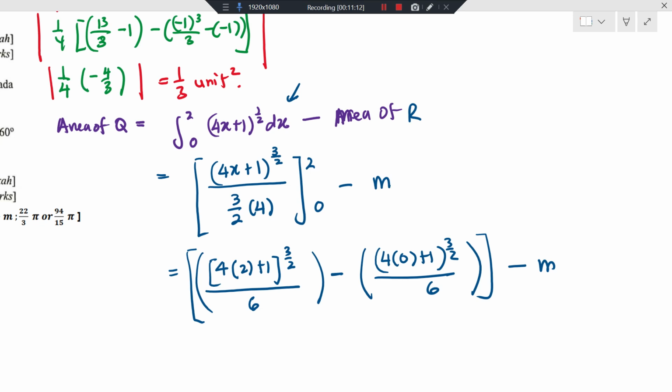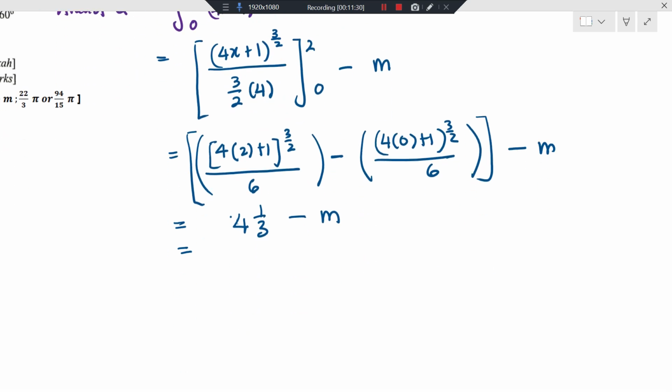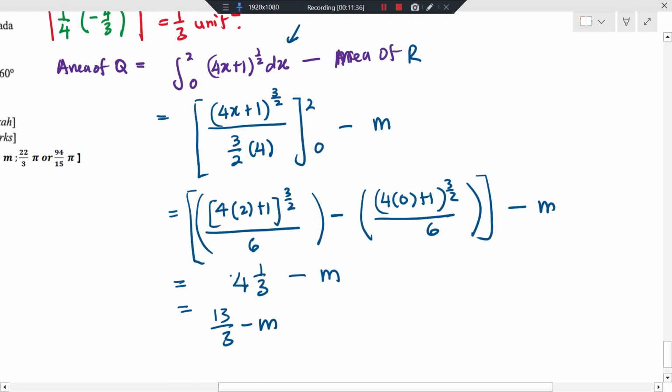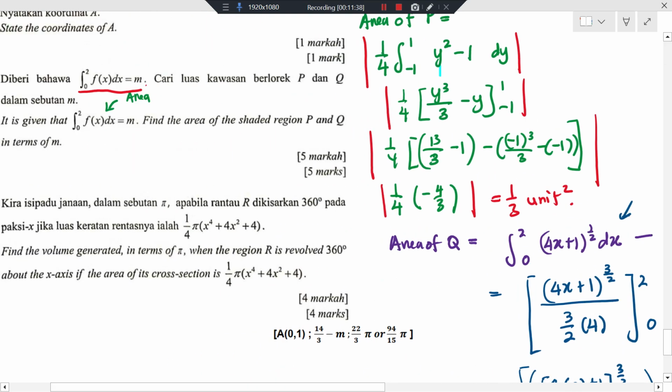Okay. When I do this, I get 4.33333, which suggests the value of 4 1 over 3. Okay, minus M. In other words, I can say it as 13 over 3 minus M. That is the area of Q.